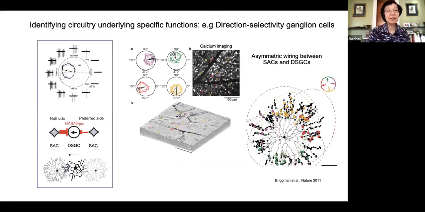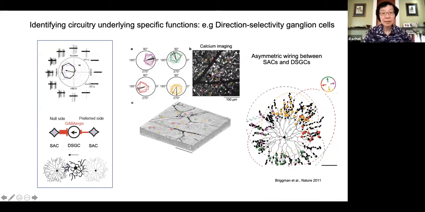And not surprisingly, of course, we've identified many more features of circuitry that underlie specific functions in the retina, especially for direction selective ganglion cells. As Steve has mentioned earlier, we know a lot about these cells, and we also know that direction selective ganglion cells achieve this feature by virtue of their asymmetric connections with these inhibitory starburst amacrine cells, getting greater inhibition on one side versus the other.